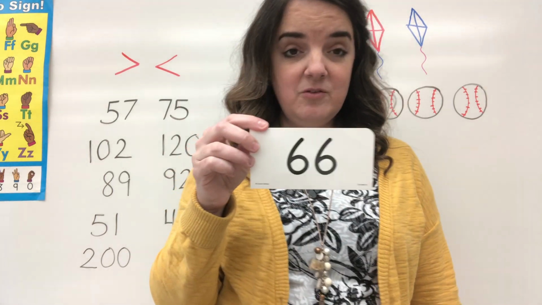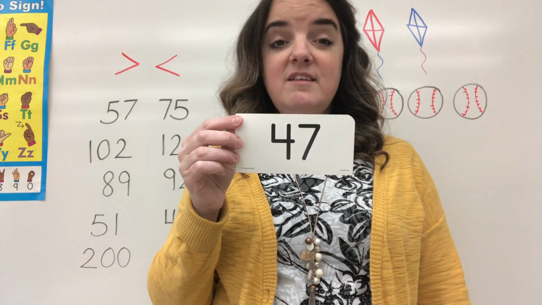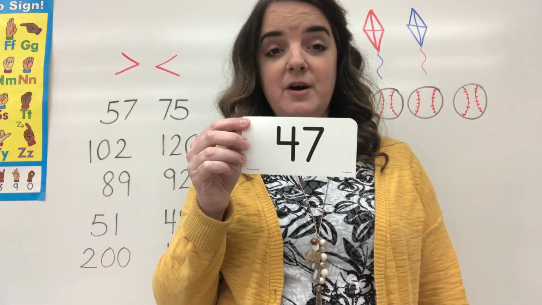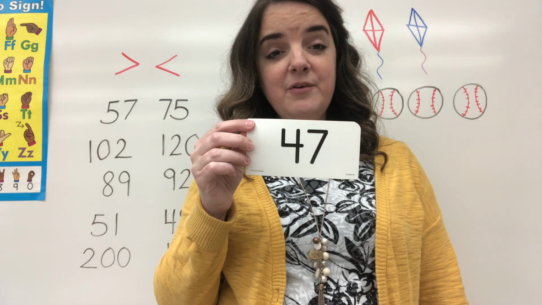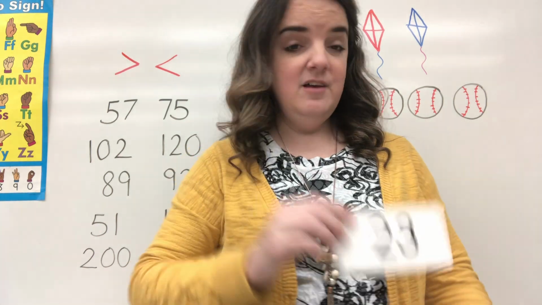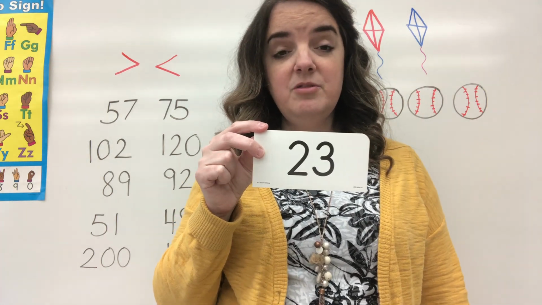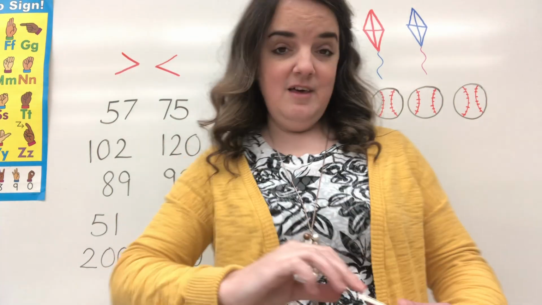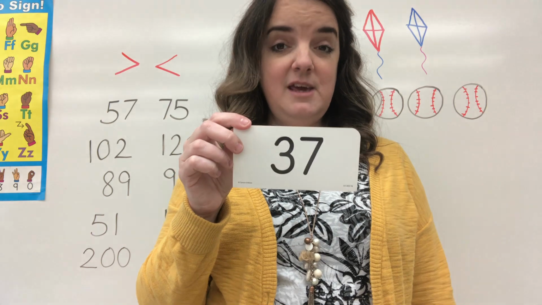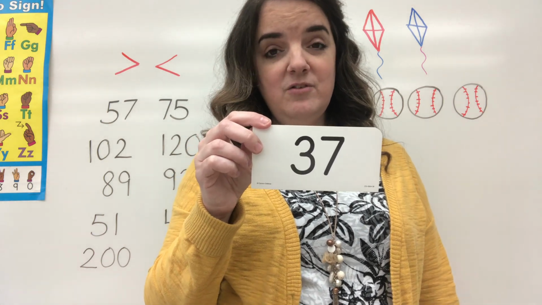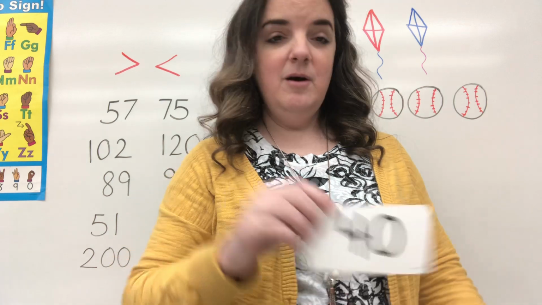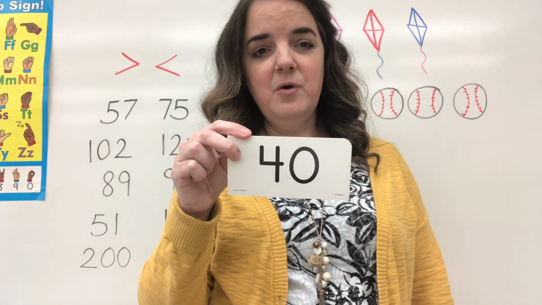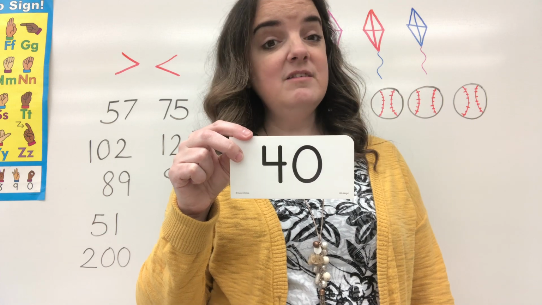66. What about 66? Will that be even or would it be odd? Correct answer is even. 47. 47, even or odd? And the correct answer is odd. 23. 23, even or odd? Correct answer is odd. 37. Would 37 be even or would it be odd? Correct answer is odd. What about 40? 40, even or odd? Correct answer is even.